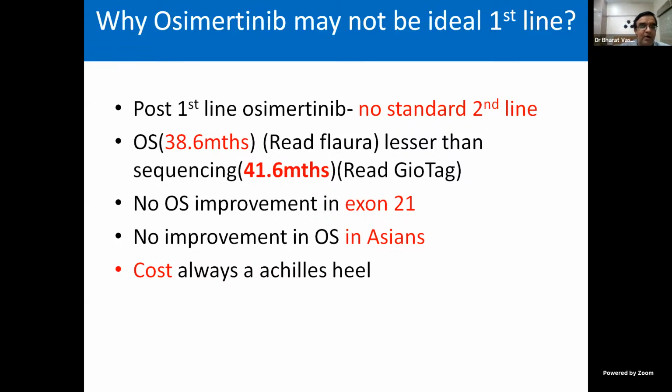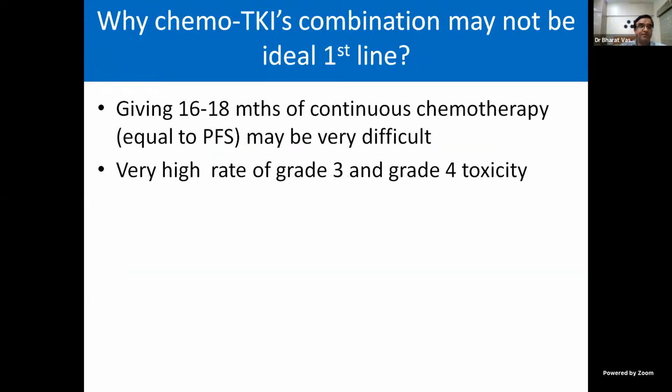The moment osimertinib fails, you don't have any drug to give at a very high cost. Why not chemo plus TKI? If you look into all the studies, the Tata study and the NEJ study, the maintenance, you need to continue 16 to 18 months of continuous chemo. Please remember in your practice, how many of your patients can take 16 to 18 months of continuous chemo, which is equal to the PFS in those studies.